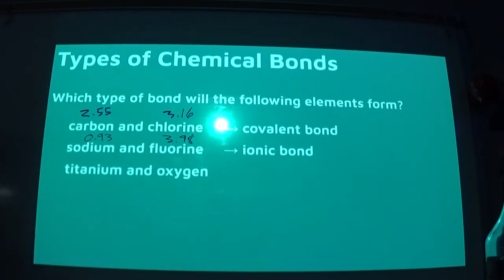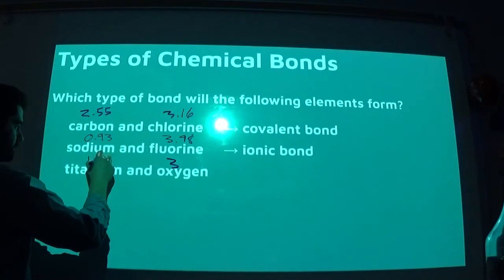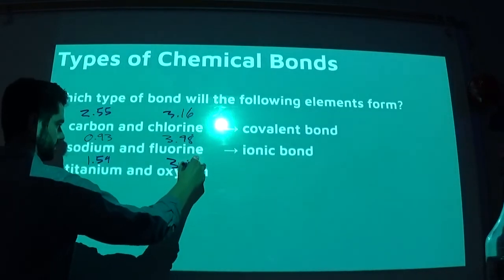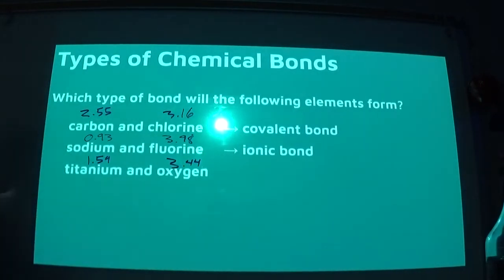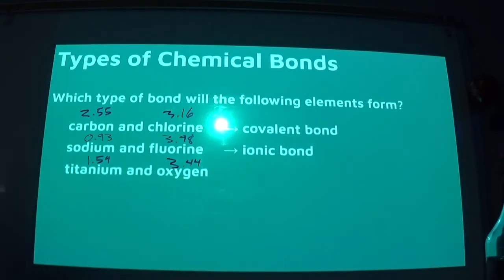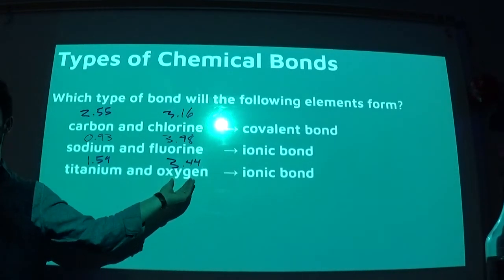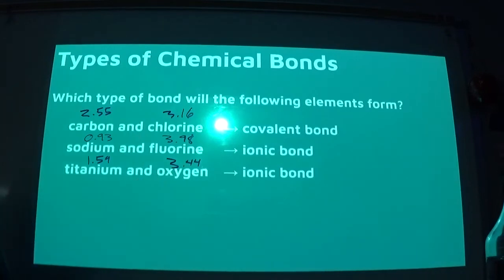Titanium and oxygen? Titanium is 1.54, oxygen is 3.44. So this minus this is 1.9, which is greater than 1.7. They're different enough that the oxygen is going to attract electrons away from titanium, and we make an ionic bond. Surprisingly easy. Everything today should be really simple.